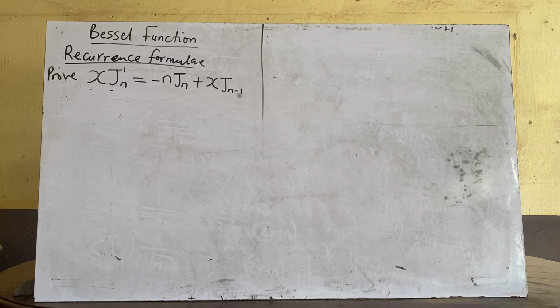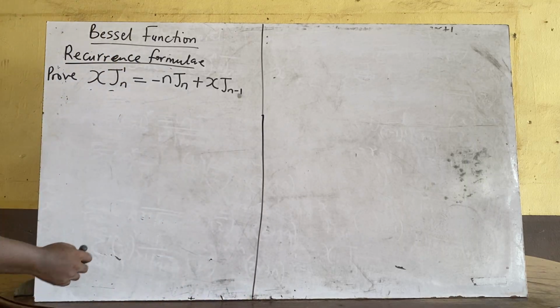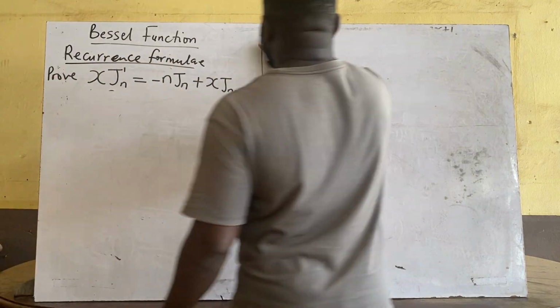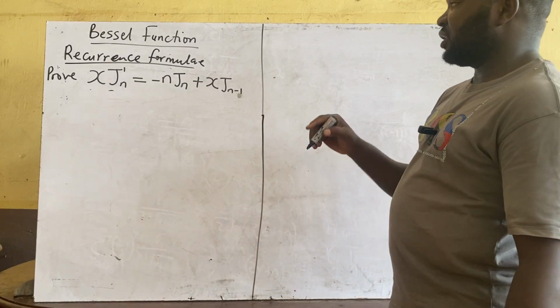So in this video, we are asked to prove this recurrence formula. Don't forget that Bessel equation has two recurrence formulas. The first one we have already proved in the previous video, so you can watch that. The link is in the description.